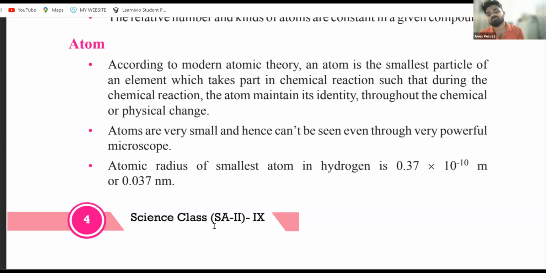Atomic radius of an atom. The radius of the smallest atom, hydrogen, is equal to 0.037 nanometer. That is very, very small.